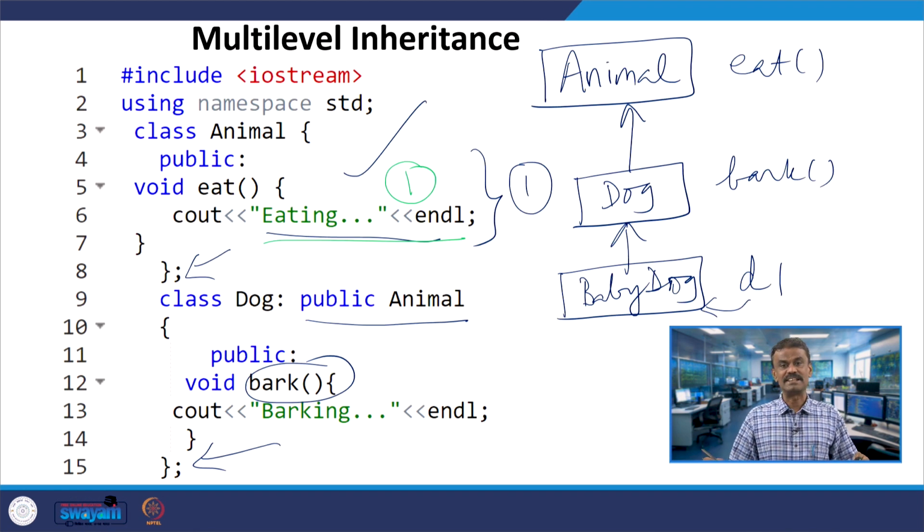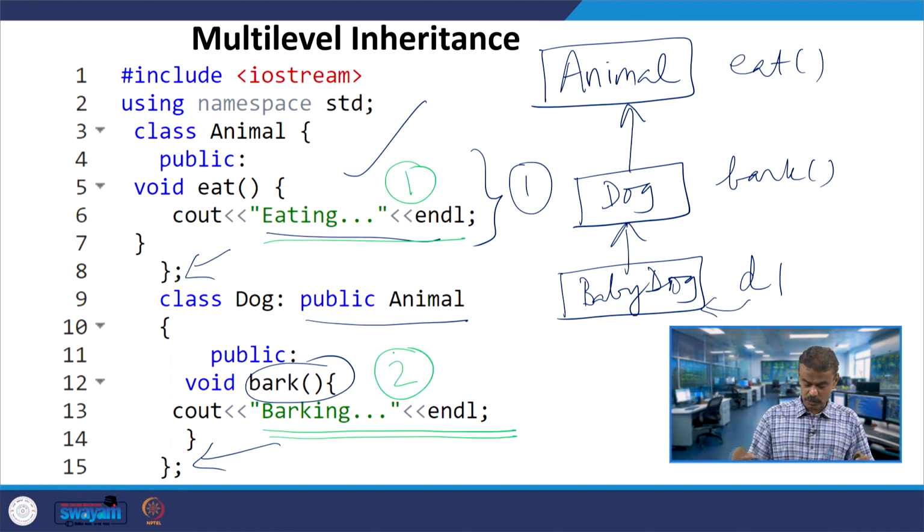Bark is available in the class dog, right. So, void bark prints "barking". This will be printed next.